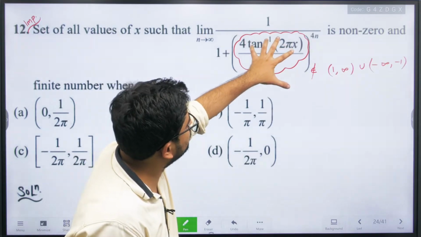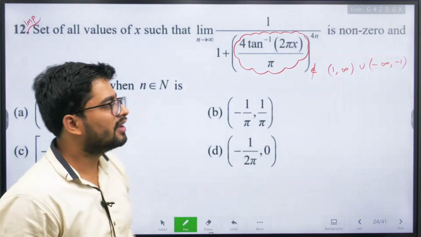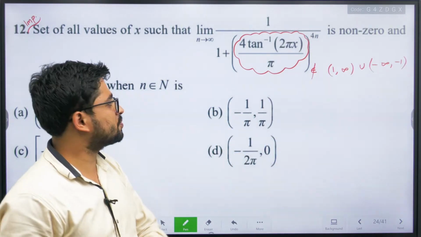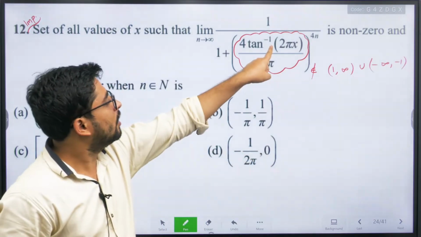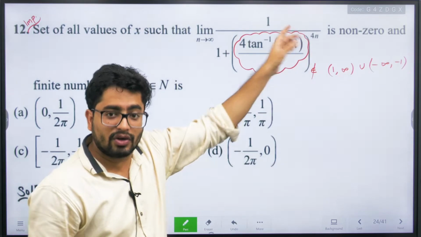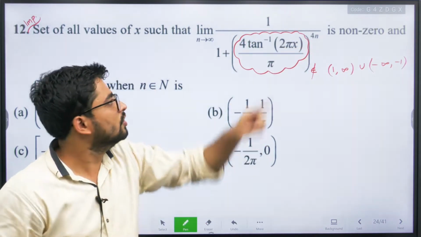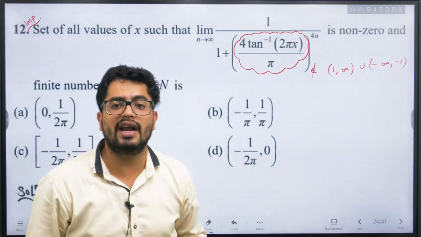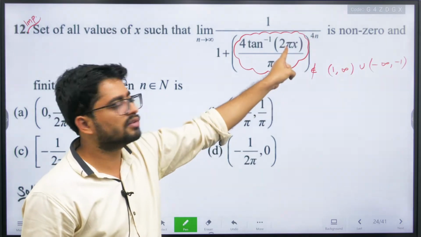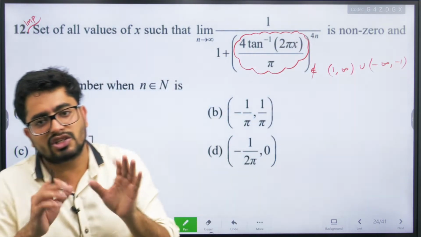So, sir, this expression does not belong to here. So it means this expression belongs to minus 1 to 1. And if this belongs to minus 1 to 1, not exactly 1, then this thing is 0, so 1 by 1 is 1. Limit is finite and non-zero. And if this limit is exactly 1 or minus 1, this thing is 1. Okay, 1 plus 1 is 2, then this is 1 by 2, so limit is finite.